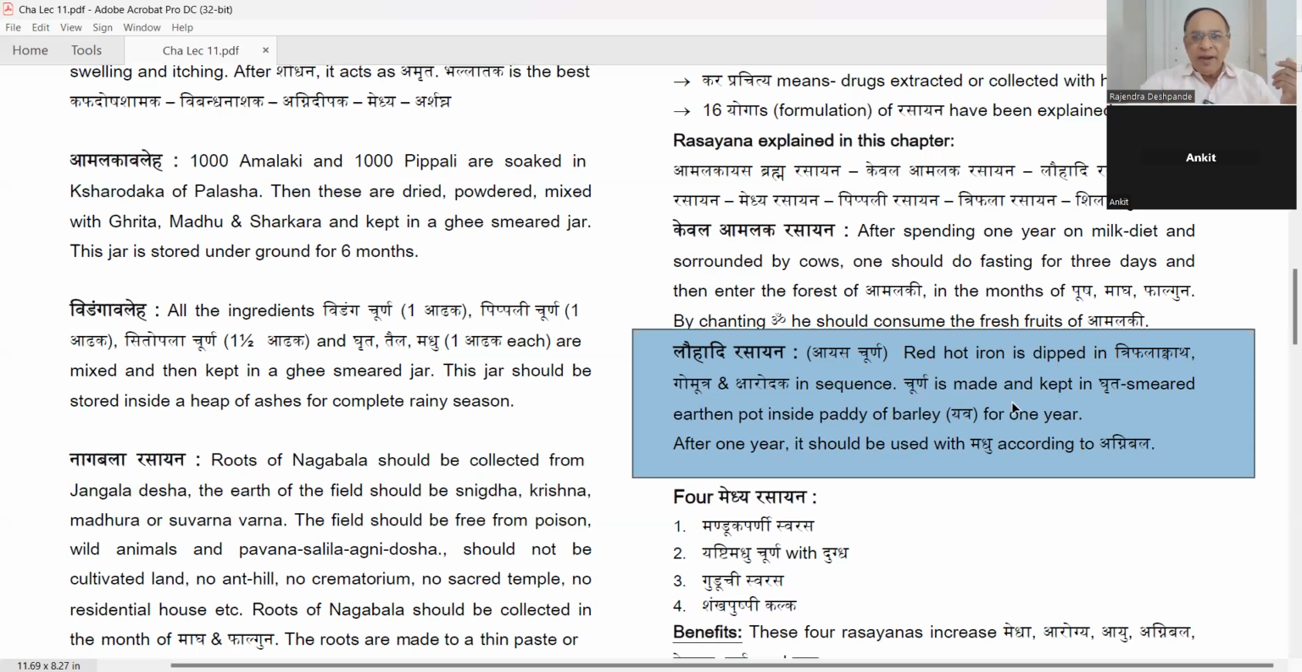Then Churna is made and kept in a Ghrita-smeared earthen pot inside the paddy of barley, that is Yava, for 1 year. We have to protect this medicine, and then it will be properly done. That whole medicine will be of good quality. After 1 year, it should be used with Madhu according to the Agni Bala.